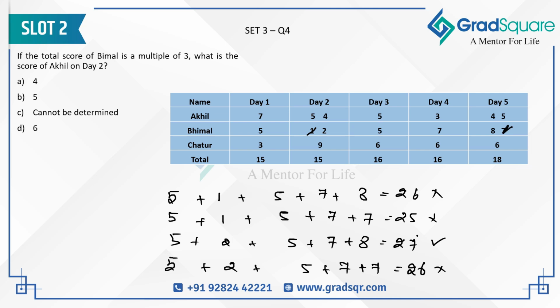So if Bimal's score is a multiple of 3, what is the score of Akhil on day 2? If Bimal's score is 2 on day 2, Akhil will be scoring 4. That will be the answer for this question.